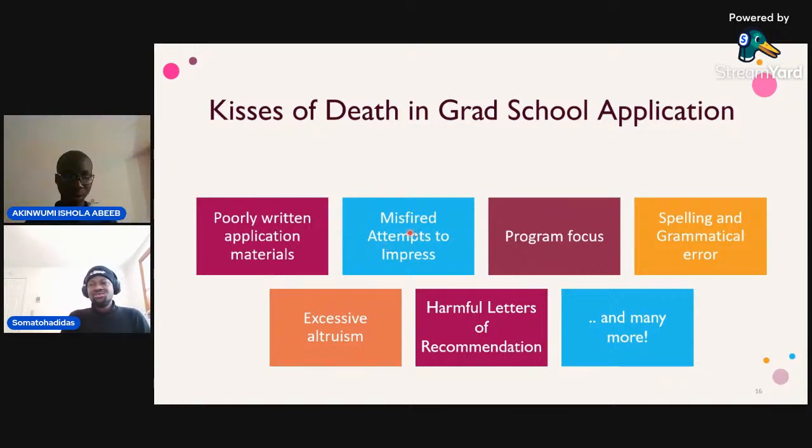So don't try to attempt to impress them by misfiring. It is very, very important. Then, like I said, the program focus. Peruse the program very well. Some people don't peruse the program very well.